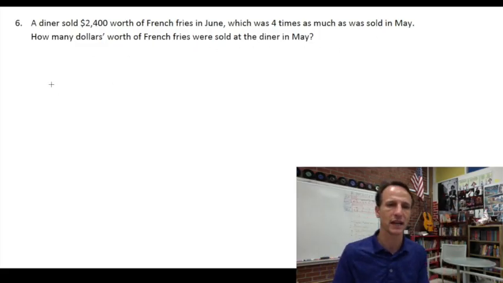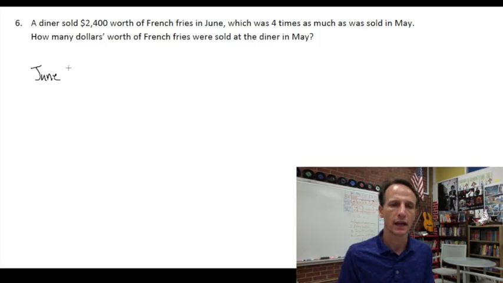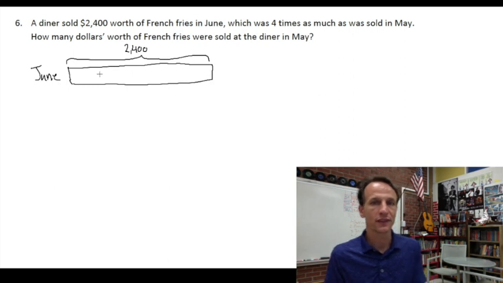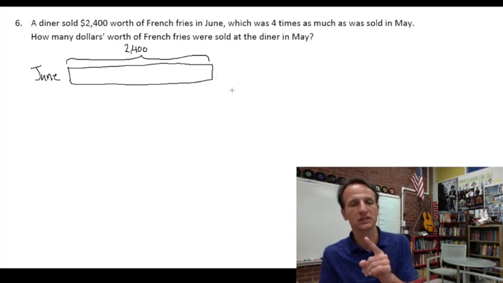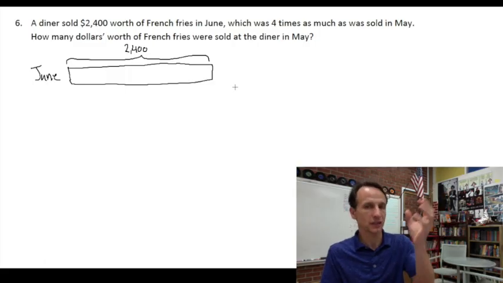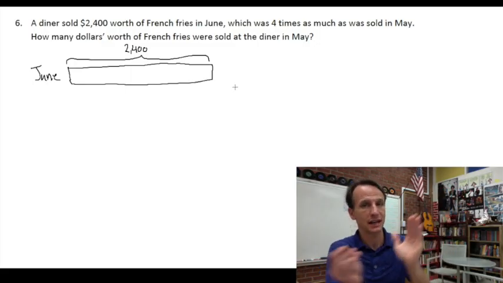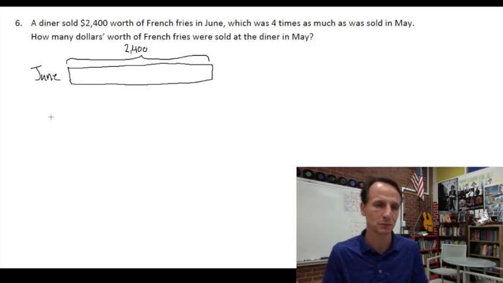So we're trying to solve for May. So let's draw out June. And let's draw it nice and long so we have something to work with here. Not crazy long, but just long enough. And this whole thing for June, what's the value for June? 2,400. Now, that is 4 times as much as May. June is 4 times as much as May. So which is the smaller month? May is the smaller month.